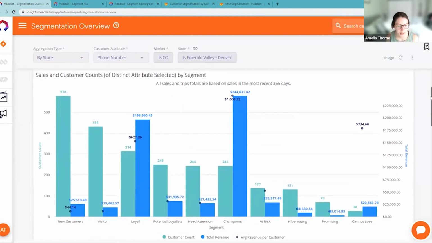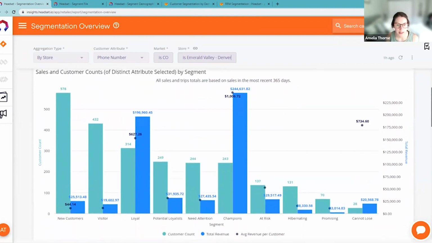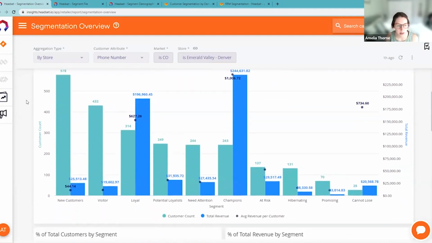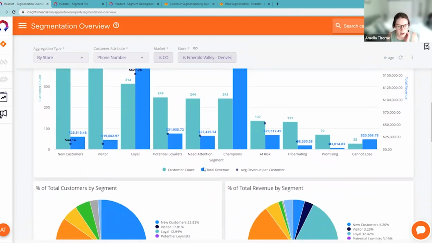Down here is the main widget within this dashboard, the sale and customer counts. This gives you a good idea of how many customers fall into each one of our segments. And these are the segments that we have down here: new customers, visitor, loyal, potential loyalists, needs attention, champions, at risk, hibernating, promising, and cannot lose. So these are the different segments that we are looking at within Headset.